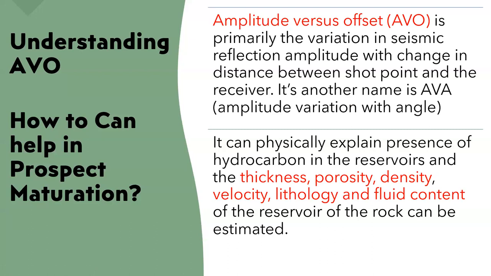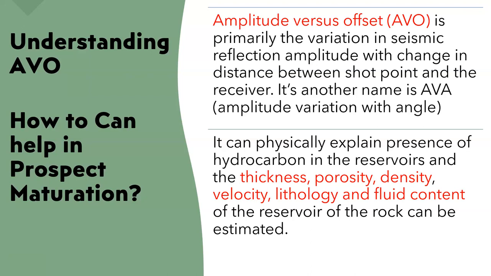Let's say normally when you are doing the interpretation, you are looking at the full stack, or sometimes at different angle stacks, such as near offset, far offset or mid offset. That is also the objective in prospect maturation. It can help us to identify different types of prospects, and we are going to discuss that.